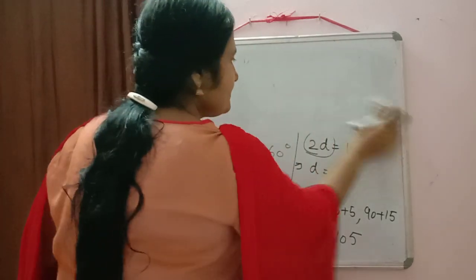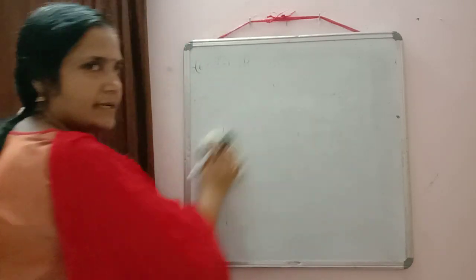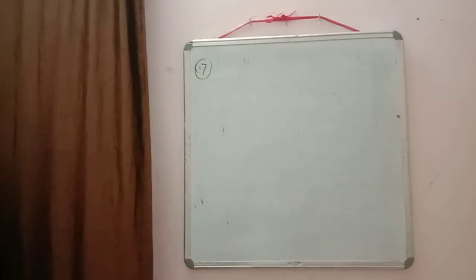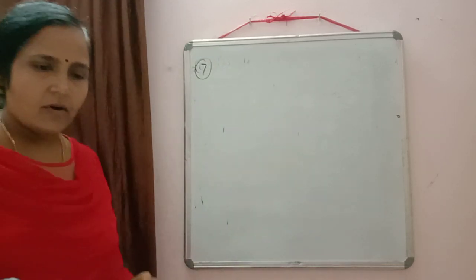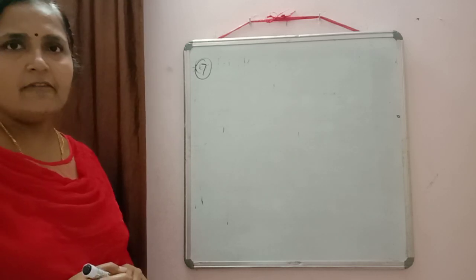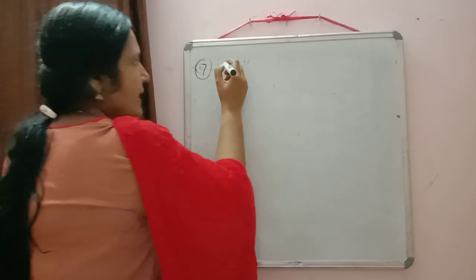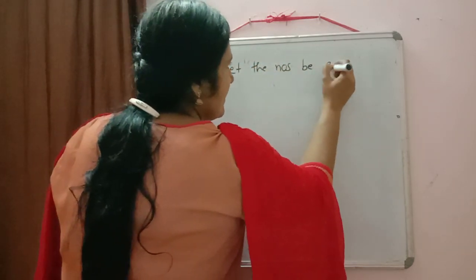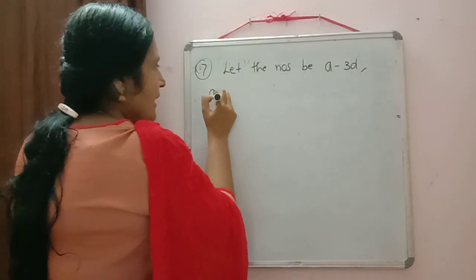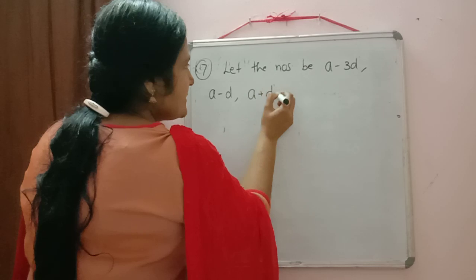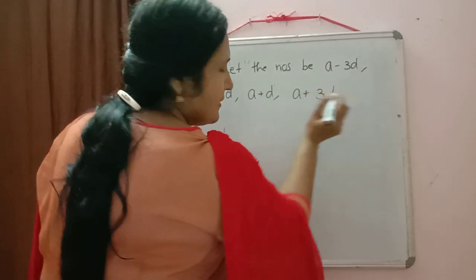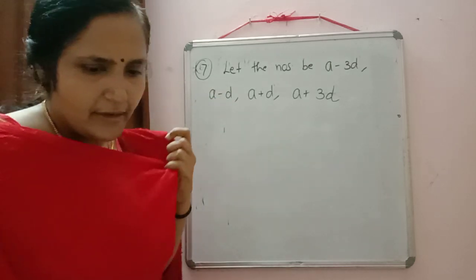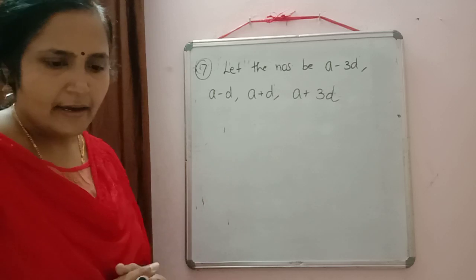Question number 7. It is written, find the 4 numbers in AP whose sum is 50. So again 4 numbers are there. So we'll take the 4 numbers as, let the numbers be A minus 3D, A minus D, A plus D and A plus 3D. So whenever you are writing the question, read part by part and solve it. Find 4 numbers in AP whose sum is 50 given.